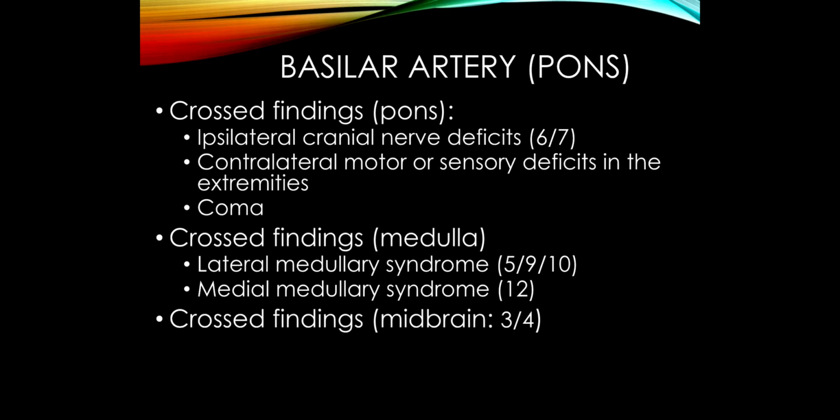And in our next lecture in the midbrain, we'll talk about how you typically get ipsilateral 3rd nerve palsy and contralateral weakness. Whenever the lesion is above the brainstem, all of the deficits are generally going to be on the opposite side of the body. You don't get these crossed findings.